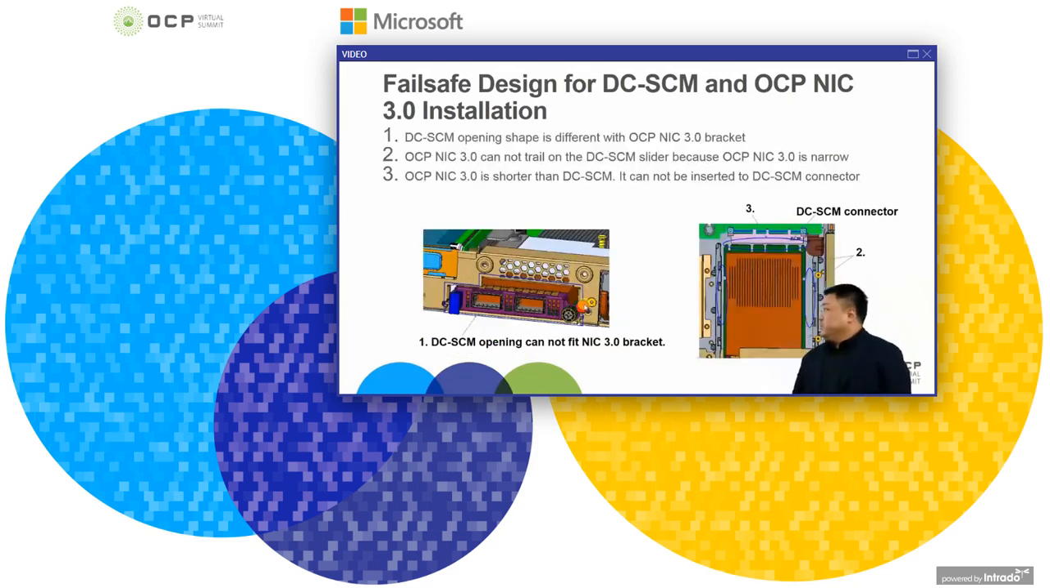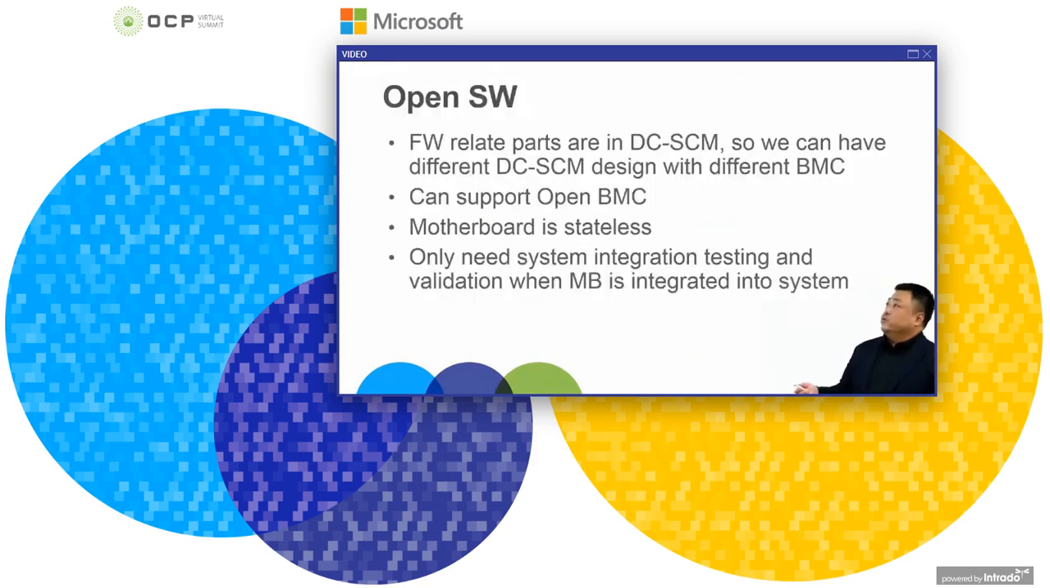When the OCP NIC card is plugged into the SCM slot, the SCM card is longer than the OCP card, so the OCP NIC cannot touch the SCM connector. This is our fail-safe design. About open firmware, we can use different BMC chips such as SPI and Nuvoton, and we can design the open BMC and the customization BMC.